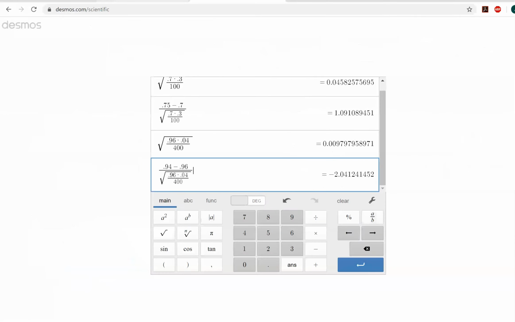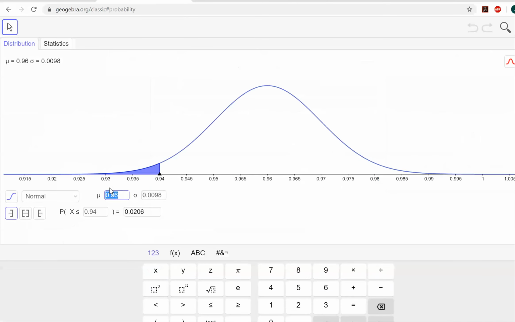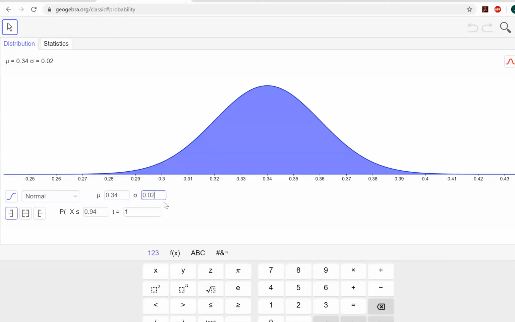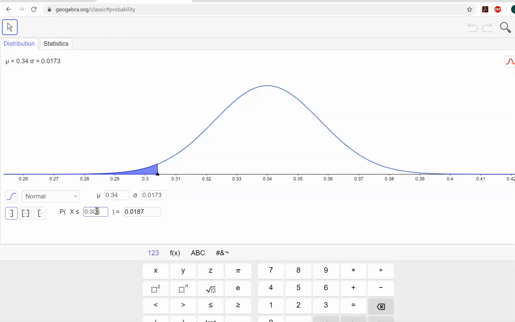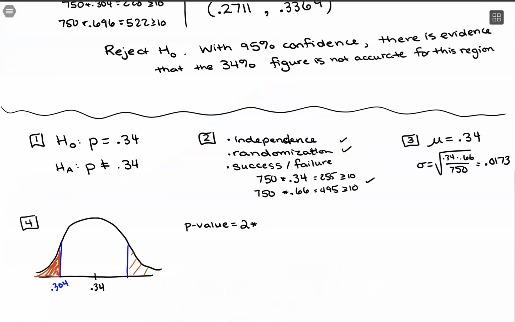So going to GeoGebra, centered at 0.34, standard deviation of 0.0173. And then we want area to the left of 0.304, which is 0.0187. So that gives us the area to the left, and we want to double it. So if we multiply that by 2, we should get 0.0374. And then we'll go ahead and compare that to 0.05 to see which is smaller.